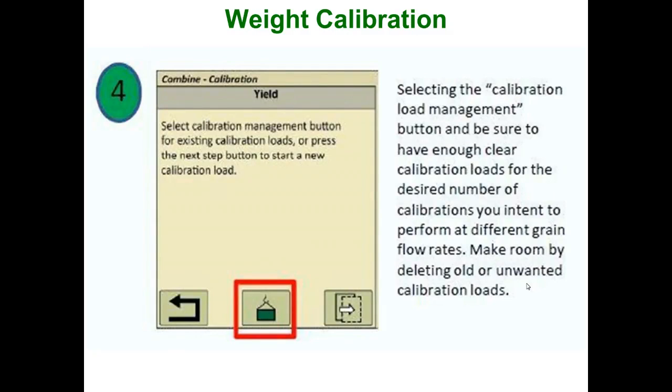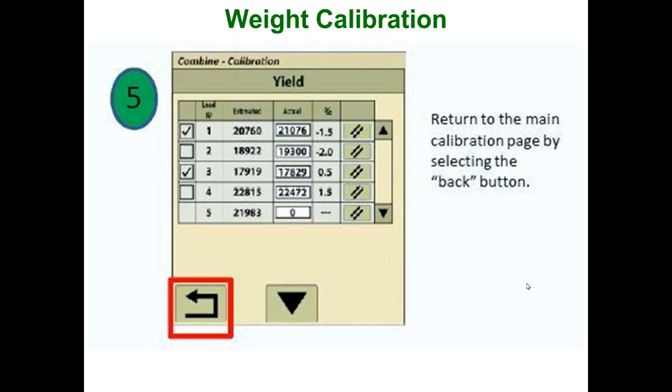First off, we want to go into our calibration load management button, highlighted in red. It'll bring up this page here. This could be some old calibration loads that you may have done or have been done on the combine before. Like I said, a maximum of 13 can be entered for each crop.